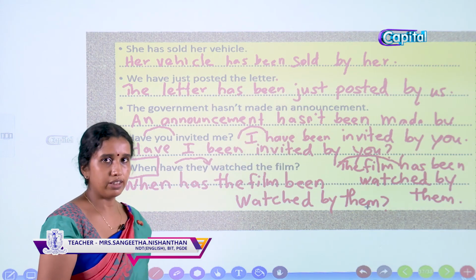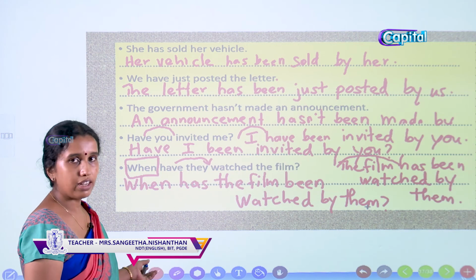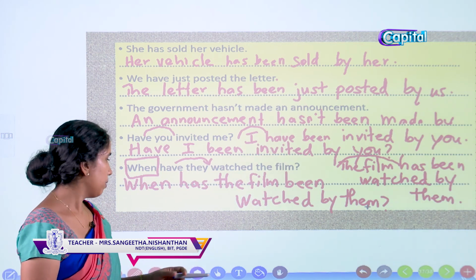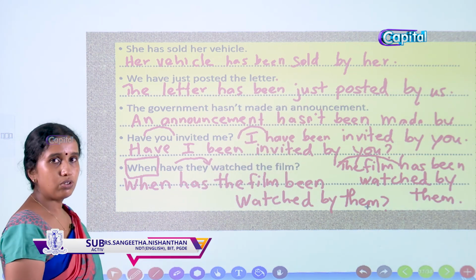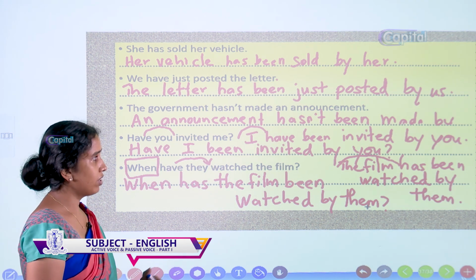Right, students, I think you have enough understanding on the active voice and passive voice in present tense. Let us continue the past tense in the next session.